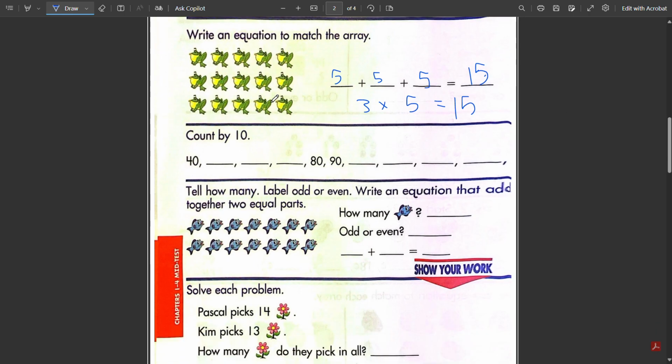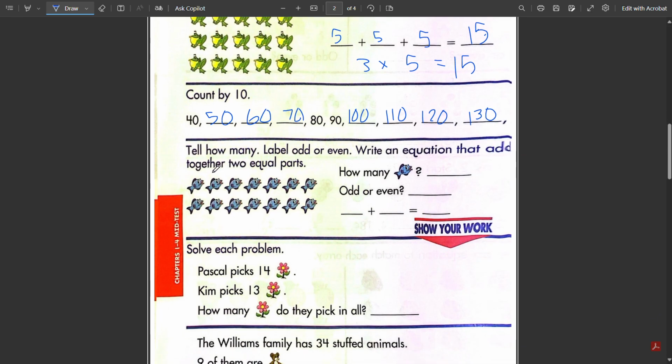Okay, next we go back to counting by numbers. So count by 10. So 40 plus 10 is 50, plus 10 is 60, then 70, 80, 90, 100, 110, 120, and then 130.